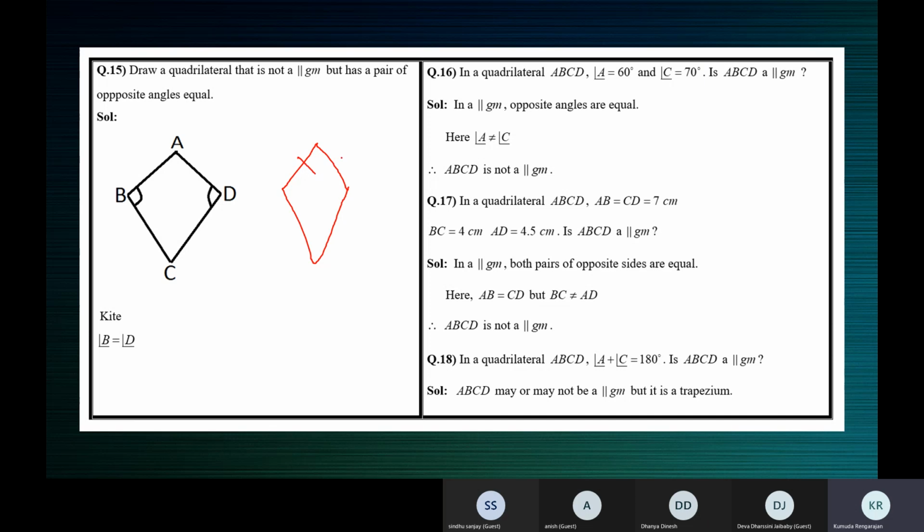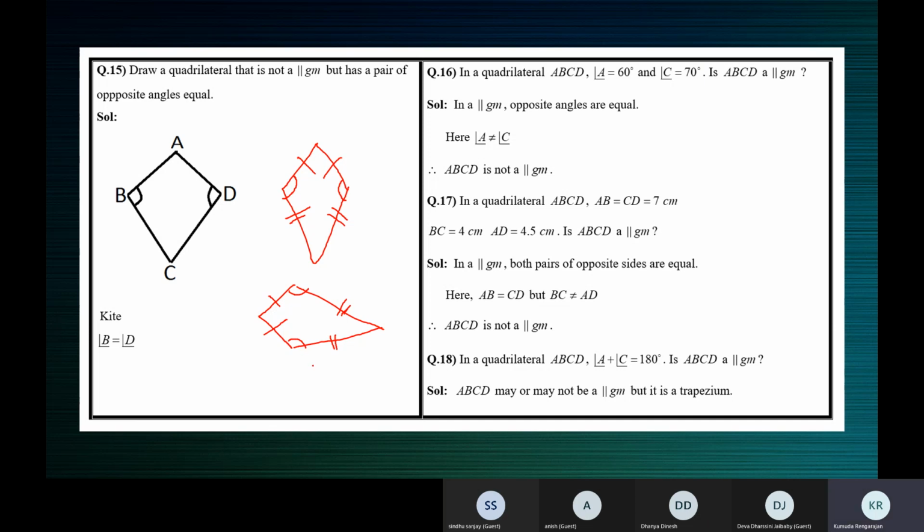In a kite, the adjacent sides are equal. These two sides are equal, and one pair of opposite angles are equal. When you draw, you can draw a kite like this. This side is equal to this side, this side is equal to this side, and this angle is equal to this angle.